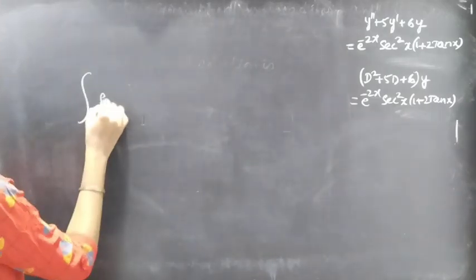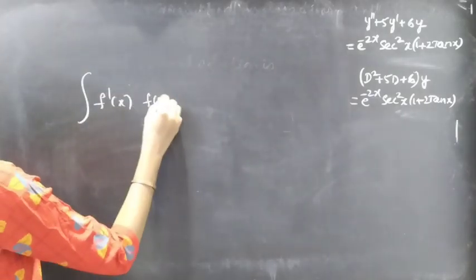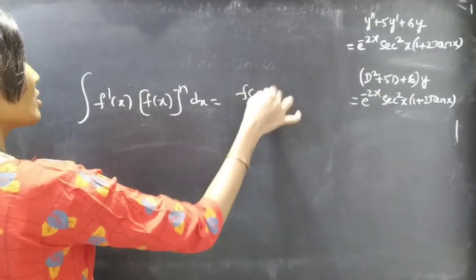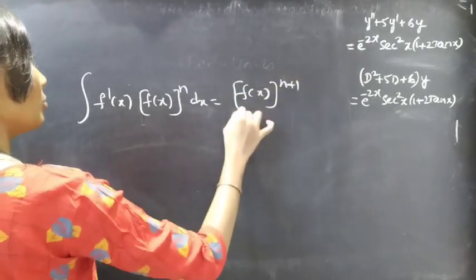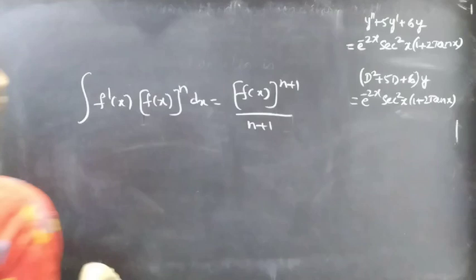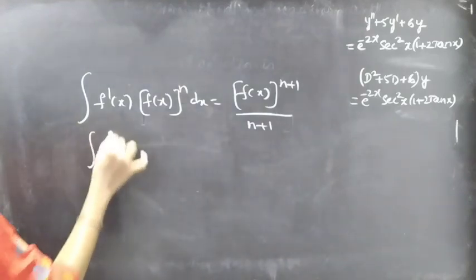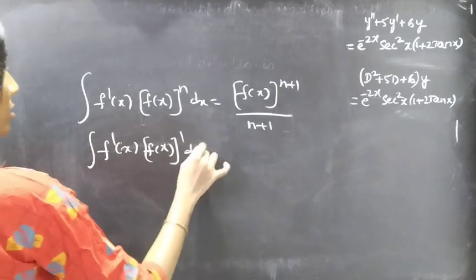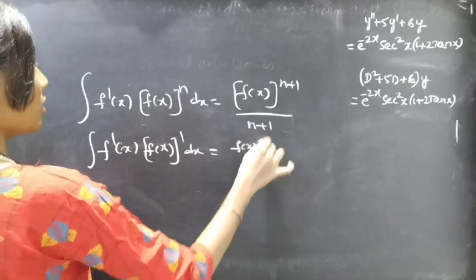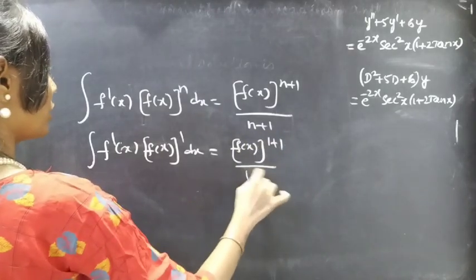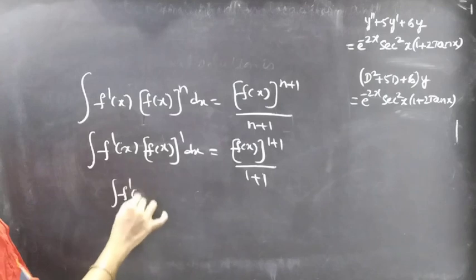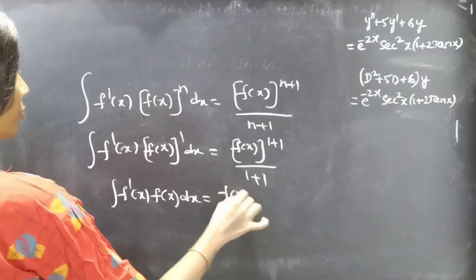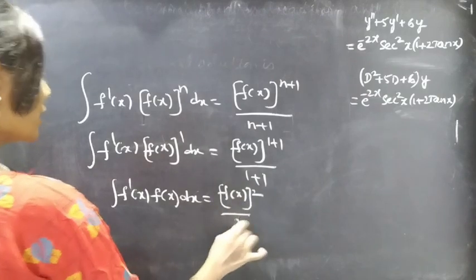We know that integral f dash of x into f of x whole power n dx equals f of x whole power n plus 1 by n plus 1. In case of n equal to 1, we'll have integral f dash of x into f of x whole power 1 into dx equal to f of x power 1 plus 1 by 1 plus 1. We'll get f dash of x into f of x dx equal to f of x whole square by 2.